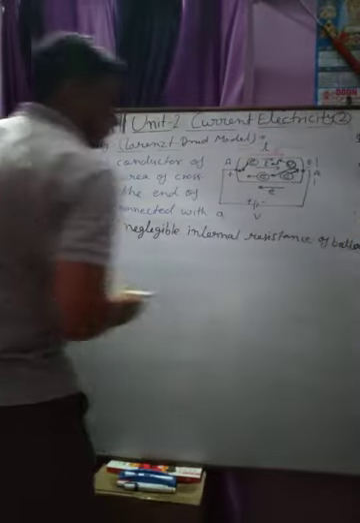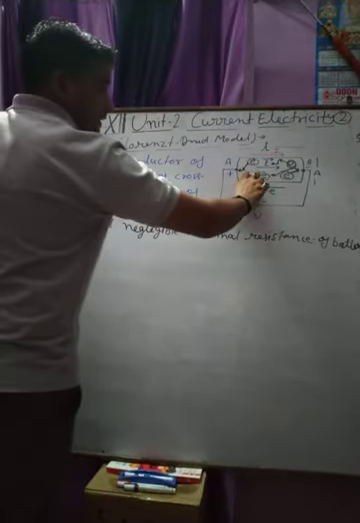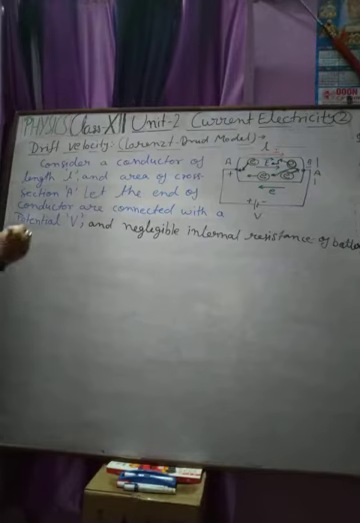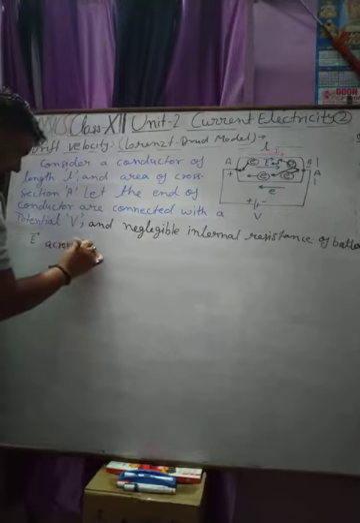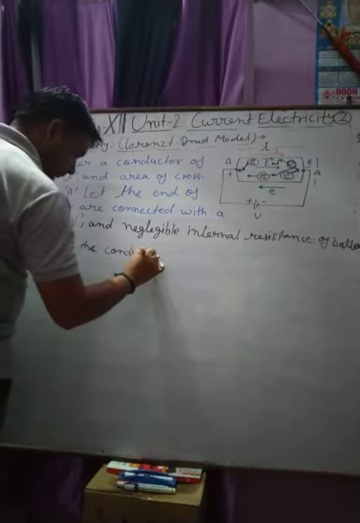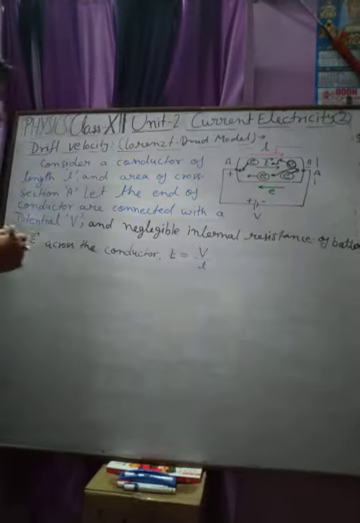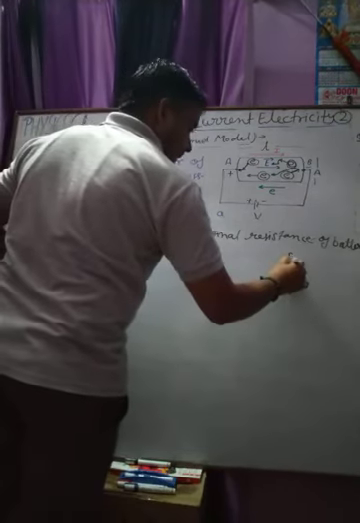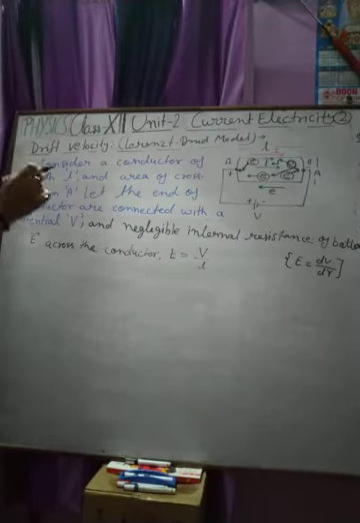Okay, students. Now, the electric field established across the conductor due to the source potential V is E equals V upon L. This is, students, from the formula E equals dV upon dr, the electrostatic or electric potential gradient.